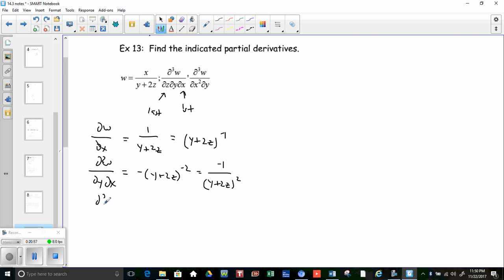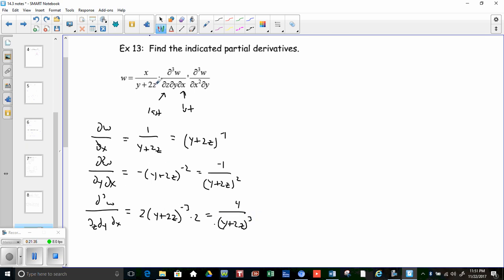Now it's the third partial with respect to x first, then y, then z. So now I'm going to take the partial of this with respect to z. I'm going to take it from this form. It's just going to be easier. So we'll bring the negative 2 out front, so we get 2y plus 2z times the derivative of the inside of here, but that's just going to be 2 times the z part. Oops, that's a negative 3 power. So we should end up with 4 over y plus 2z cubed.